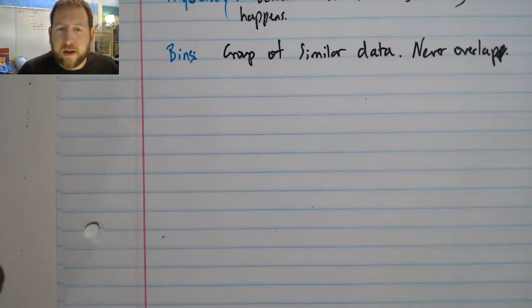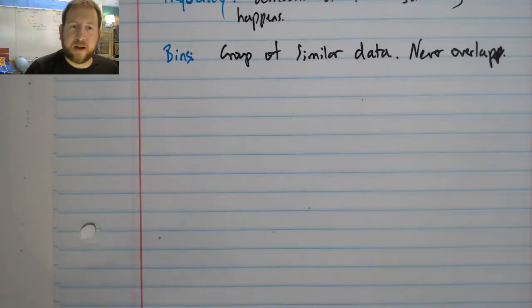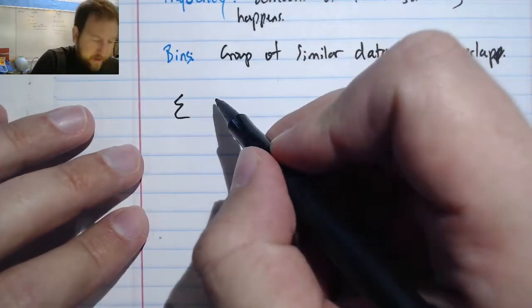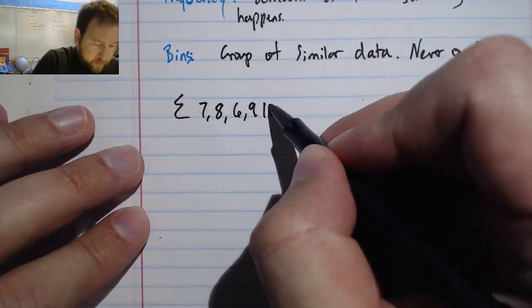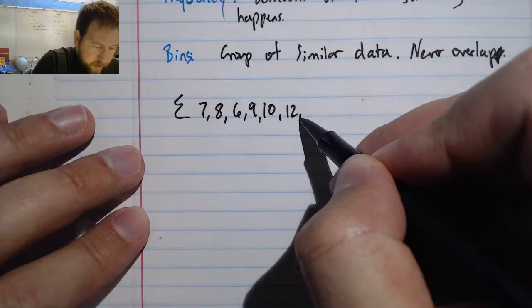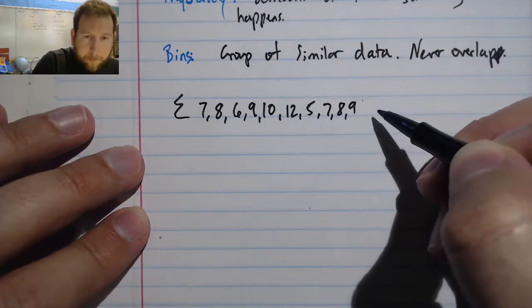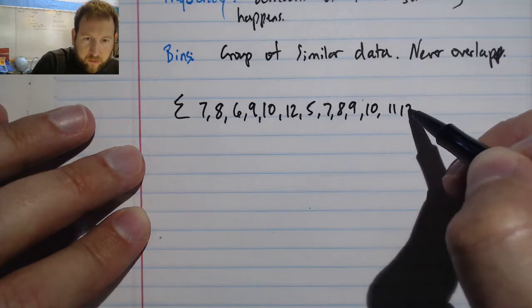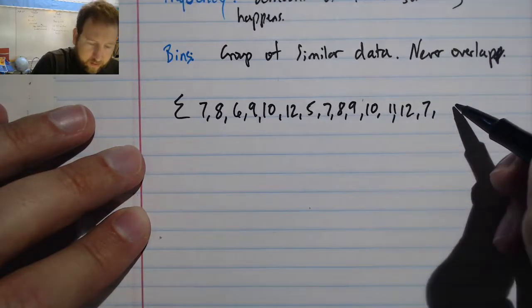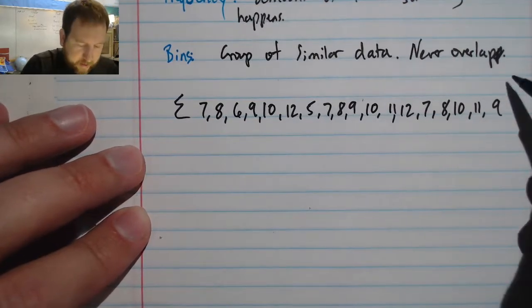Now, let's take a look at sample data, and we're going to build a frequency table from this. We're going to poll a bunch of people and find out how many hours they slept at night. And this is the data set that we get. And these are all in hours. 10, 12, 5, 7, 8, 9, 10, 11, 12, 7, 8, 10, 11, and 9.